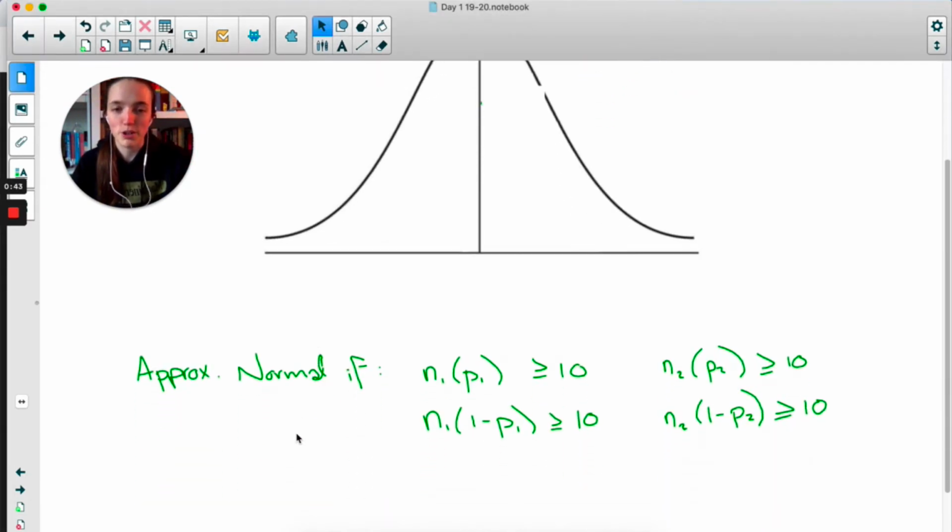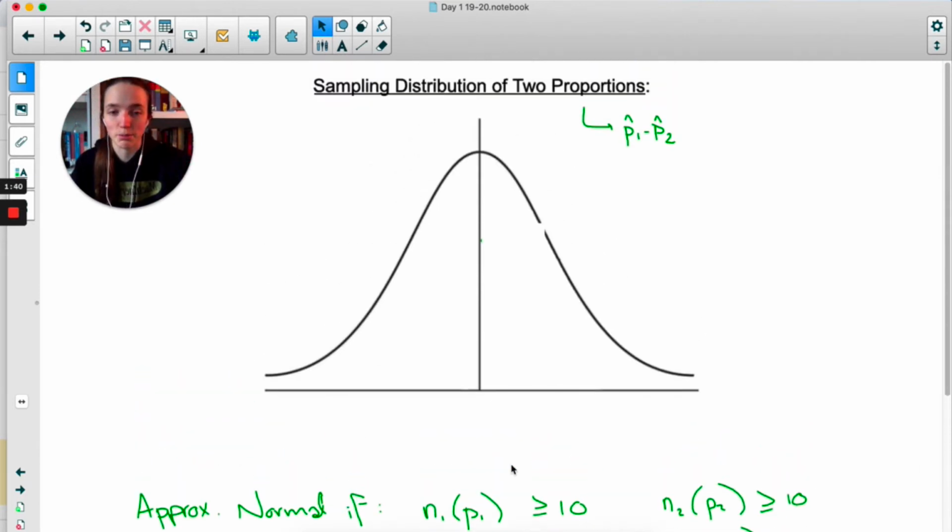As a reminder with proportions, to see if a sampling distribution of a proportion is approximately normal, we're checking np and n(1 minus p), and they both have to be greater than or equal to 10. So for this sampling distribution of p hat 1 minus p hat 2, we have to check 4 things. I'm not going to read them all out loud, it'll take forever. But we need to check that np and n(1 minus p) are greater than or equal to 10 for each population. If that's true, we can say that this sampling distribution is approximately normal. And we saw that in the computer software example. We saw that that was true. So that's shape.